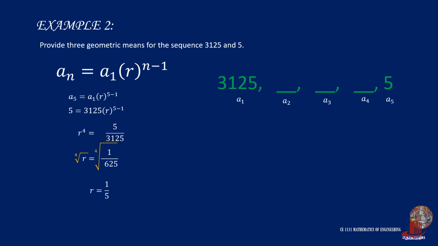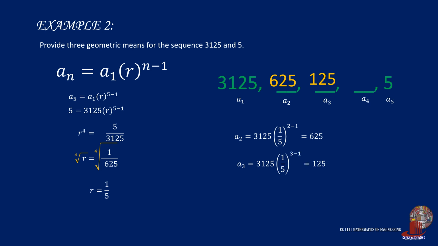Knowing the common ratio, we can then compute for the unknowns, starting with a sub 2 as 3125 times 1/5 raised to 2 minus 1, which is 625. A sub 3, on the other hand, has 3125 times 1/5 raised to 3 minus 1, resulting to 125. And lastly, a sub 4 is computed just the same with 3125 times 1/5 raised to 4 minus 1, or that is 25.